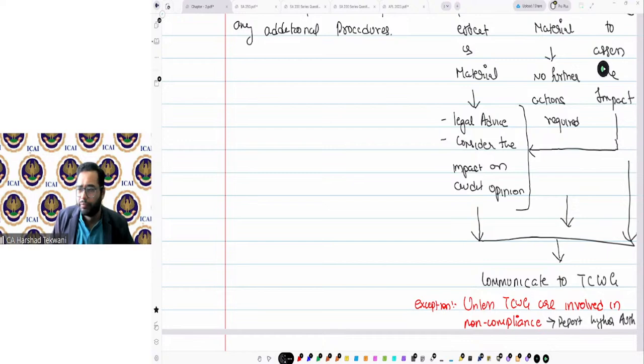And when I say impact on the audit opinion, I need to consider the impact on the audit opinion. I need to see whether it's a requirement of a modified opinion or not.